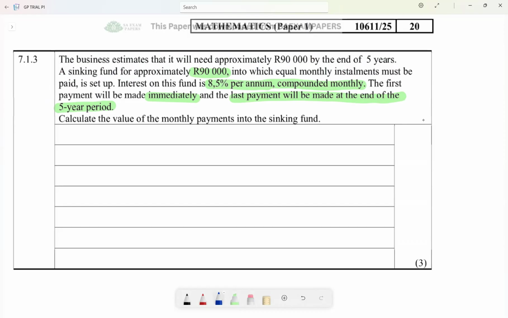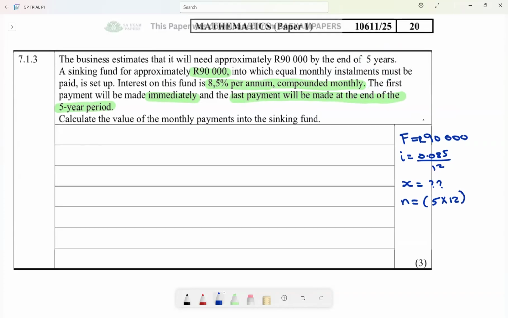So the sinking fund is the same as future value. You need to open a future value account where you will do regular installments, and then the interest is 0.085, compounded monthly. I'm going to divide by 12, and then X, which is now monthly, is what I do not know. This is what we are supposed to calculate: the monthly payment. And then we need to know N. N is supposed to be 5 years, multiplied by the number of compounding periods, which is 12.